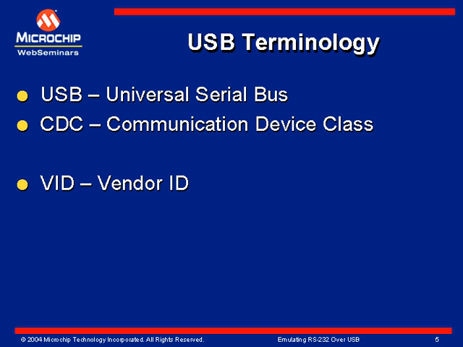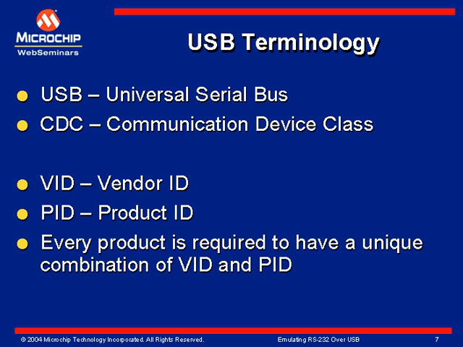The next one is very similar to Vendor ID, but it's called PID, which stands for Product ID. It is also a 16-bit number, and this means each manufacturer has 65,536 product IDs that they can use. With these two numbers, every product is required to have a unique combination of vendor ID and product ID.